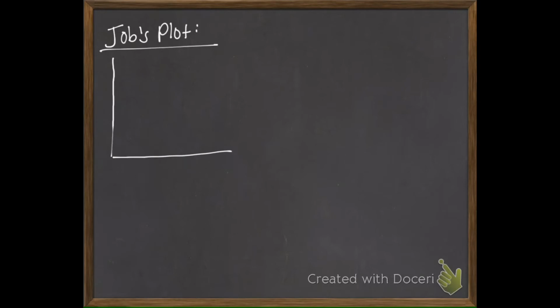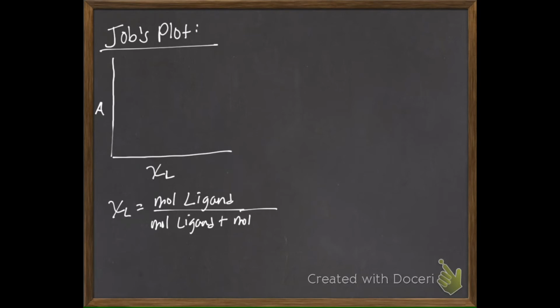So our Job's plot has the absorbance on the y-axis and concentration on the x-axis like we're used to, but in this case it's a mole fraction of the ligand, which is the moles of the ligand divided by the moles of the ligand plus the moles of the metal cation, which in this case is iron 2. So once we take our data, we're going to record the absorbance of the red-orange solution.